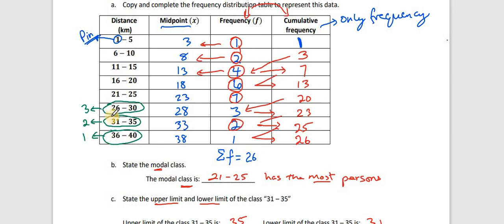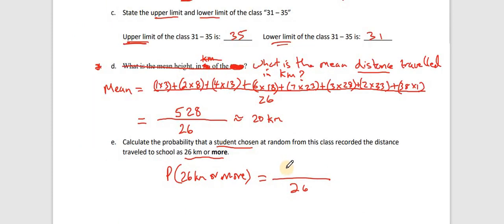So how many students in total recorded a distance of 26 to 40? 6 students. Sir, I'm not sure, I'm lost on that probability stuff. Okay.